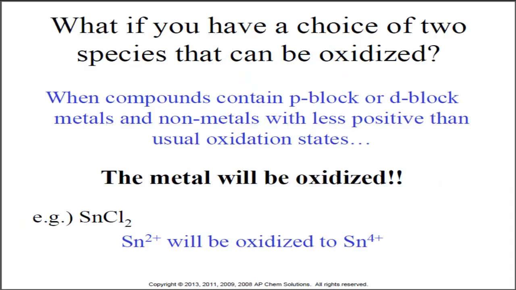So what if you have a choice of two species that can be oxidized? When compounds contain p block or d block metals and nonmetals that have less positive than usual oxidation states, the metal will be oxidized. For example, tin +2 will be oxidized to tin +4.